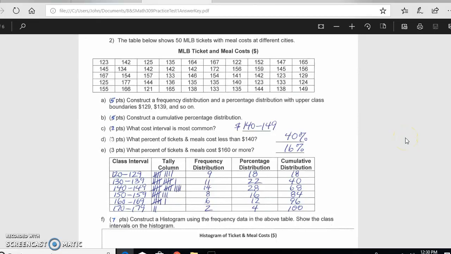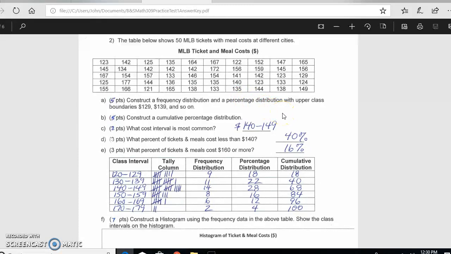This is practice test number 1, and we are working here on problem number 2. The problem states that the table below shows 50 MLB, Major League Baseball, ticket and meal costs at different cities. So in this table we have 50 different ticket and meal costs listed.